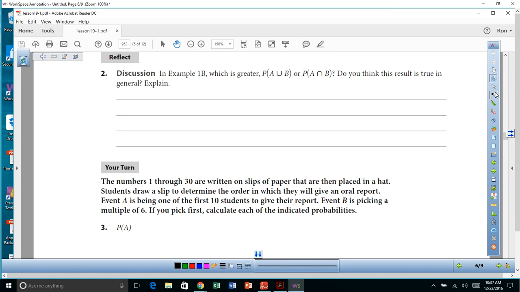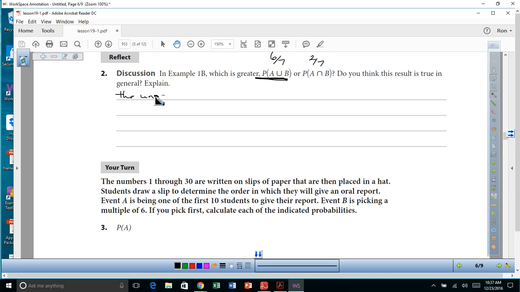In example 1B, which is greater, the probability of A union B, or the probability of A intersection B? Do you think this result is true in general? Well, let's see. The probability of A union B was 6 over 7, right? And the probability of A intersection B was 2 over 7. Okay? So I would say in most cases the union is more likely.